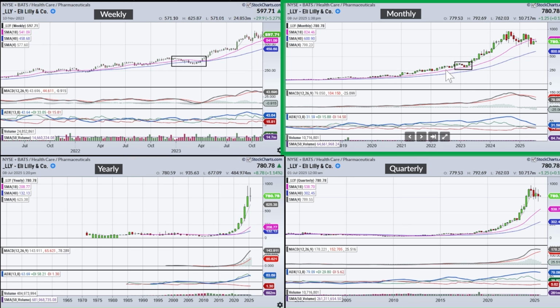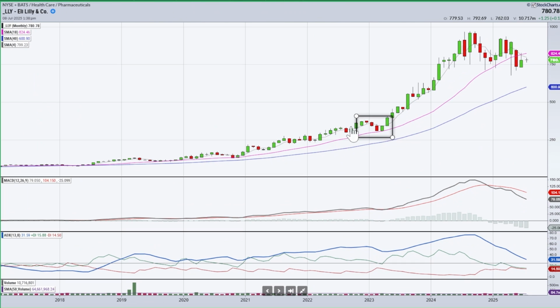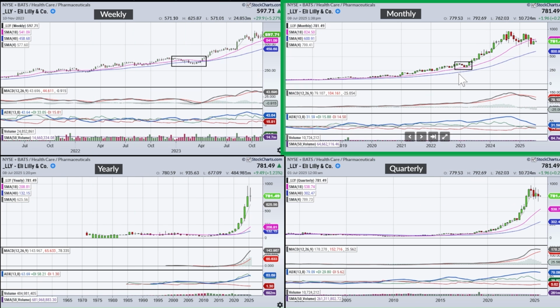Again, on the monthly, look at this strong trend. Look at the power of the ADX. And then we get a little reverse divergence. I'll just show you this. We make a higher low in price and a little mini lower low in MACD right at the 18.